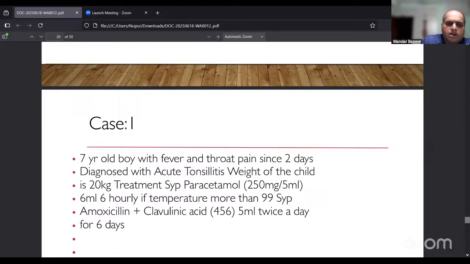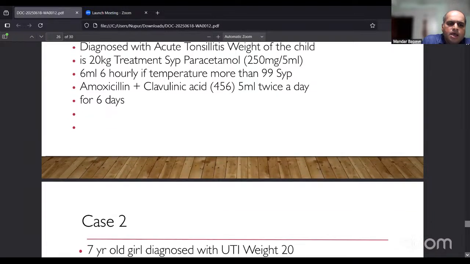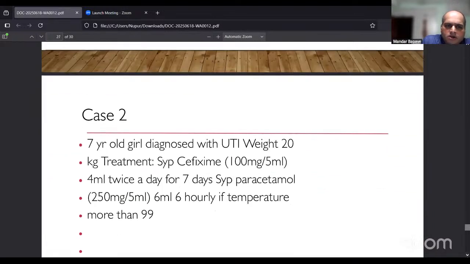The dose is 5 ml twice in a day for 6 days. Now, the second case is a 7-year-old girl who's been diagnosed with UTI, again 20 kgs. We have to give cefixime, which is again available in 100 milligram per 5 ml. Here we won't advocate 50 milligram because the dose would be double. We have to give less dose for better acceptance. The dose is 4 ml twice in a day for 7 days.